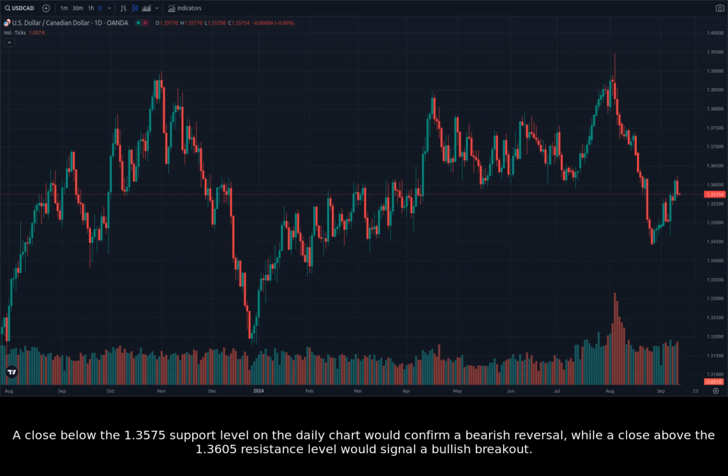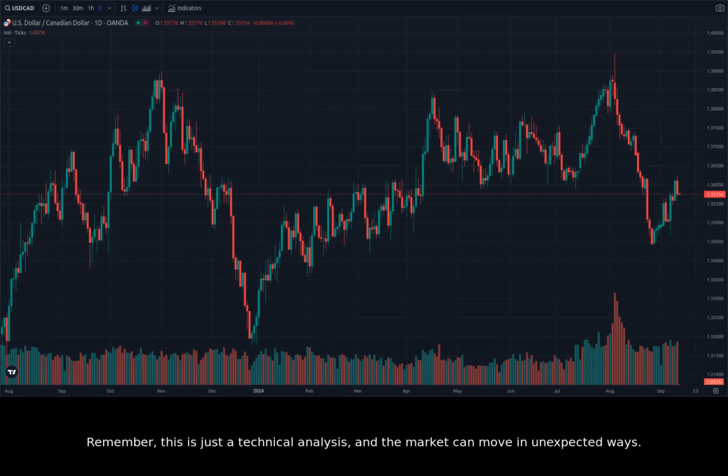A close below the 1.3575 support level on the daily chart would confirm a bearish reversal, while a close above the 1.3605 resistance level would signal a bullish breakout. Remember, this is just a technical analysis, and the market can move in unexpected ways. Always use proper risk management techniques and trade responsibly.